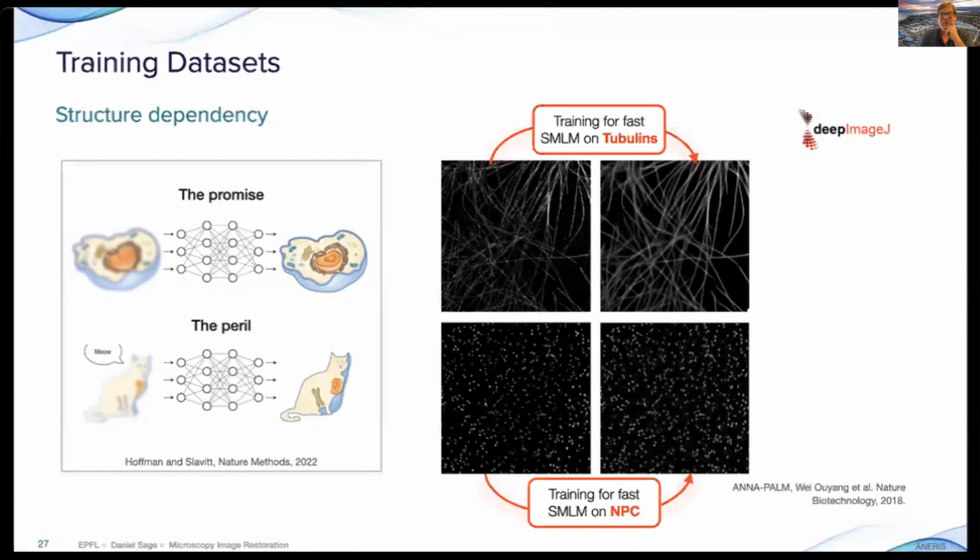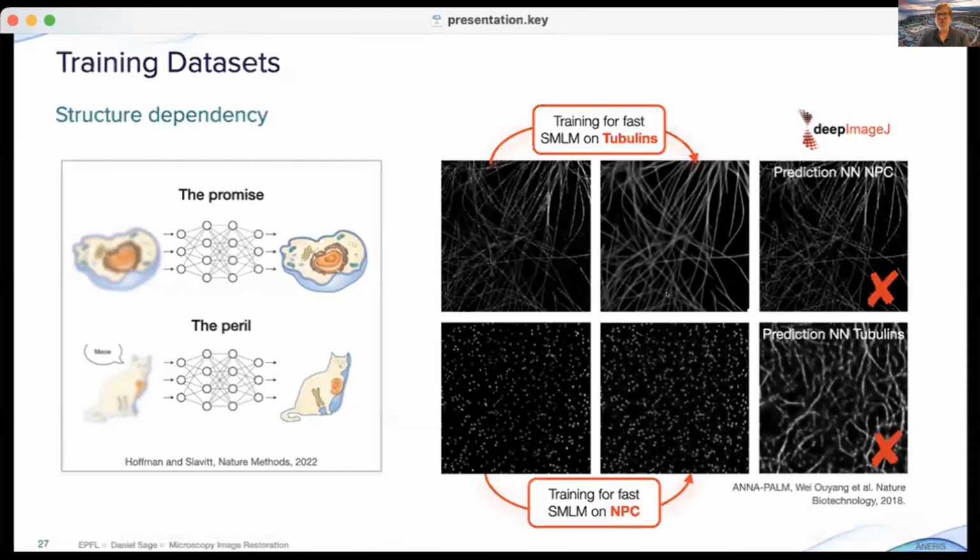Here I have another example. That paper, ANNA-PALM, is a system to obtain super resolution. So they train a system to pass from that image to that image, only on tubulin, so a sort of filaments. They also train this system to increase the resolution of that to obtain these images. So it's on nuclear pore complex. And after, they have two models trained on different data.